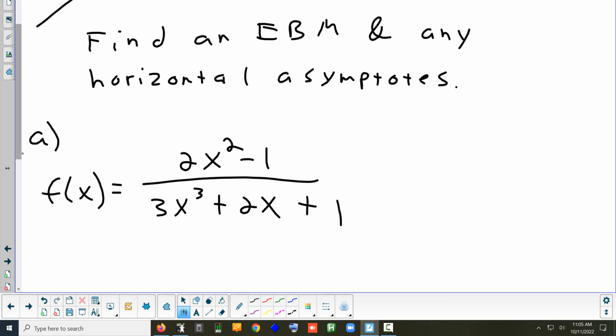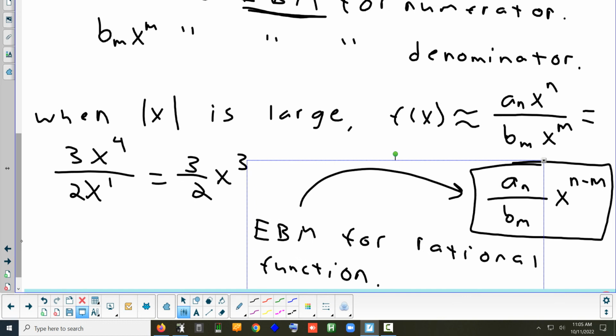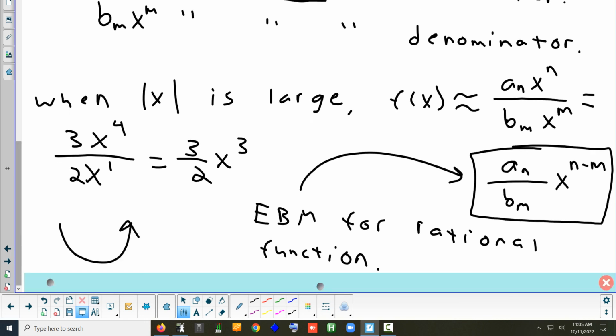What the EBM is used for is to figure out the horizontal asymptote. Remember, the EBM predicts what happens as x gets bigger and bigger to the right or to the left. If you can tell me what's happening at the very edges of your function, that's a horizontal asymptote, especially if it's getting closer and closer to something. Something like a parabola doesn't have an EBM that levels off. It's just heading up to infinity.